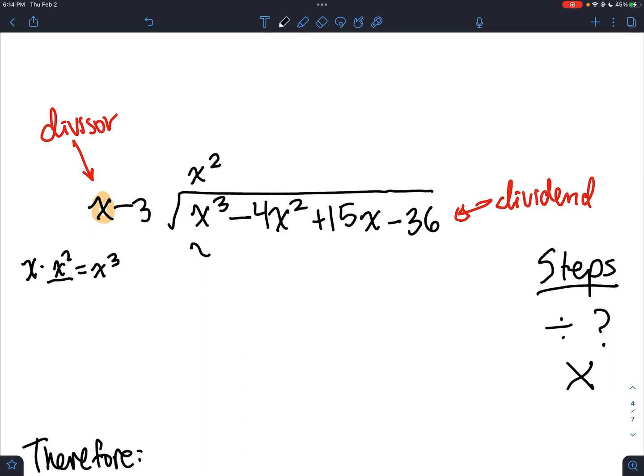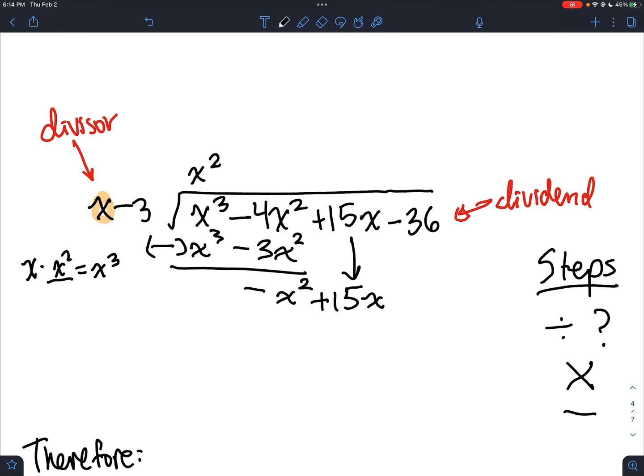We multiply, just like we did. So you multiply x squared times x and x squared times 3x. x squared times negative 3. Put that down there, and then you subtract. And you have to subtract both. So this cancels, right? And negative 4x squared plus 3x squared is negative x squared. Okay? And then we take this down.